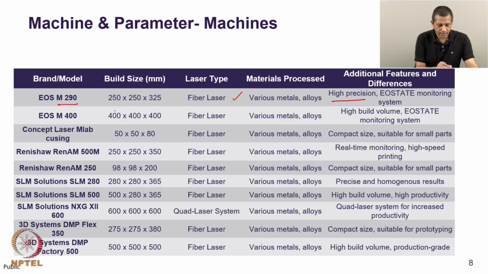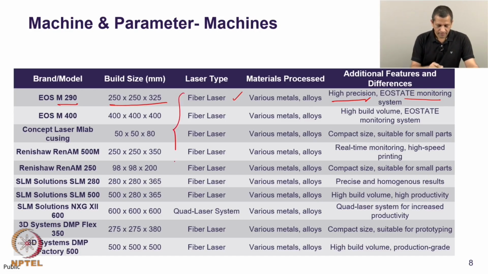EOS M290 can build a medium sized part. It offers high precision. There are various monitoring systems that are used in these machines. Some machines do offer open source monitoring system. Some have their proprietary monitoring systems. For example, EOS machines use EOSTATE. There are various types of connectivities possible in these machines.